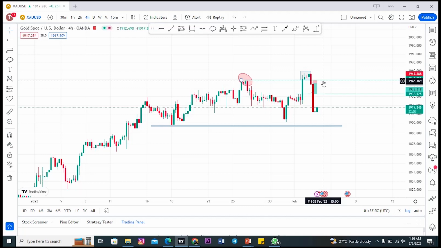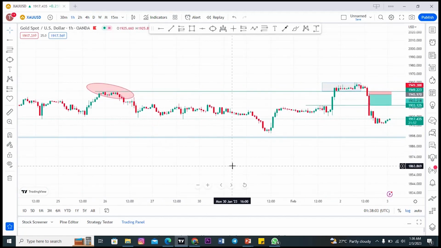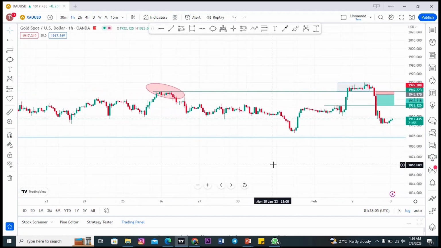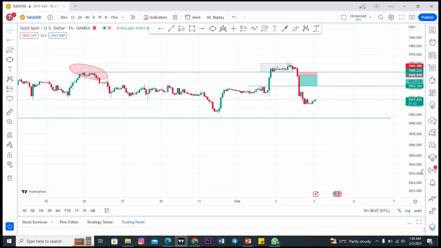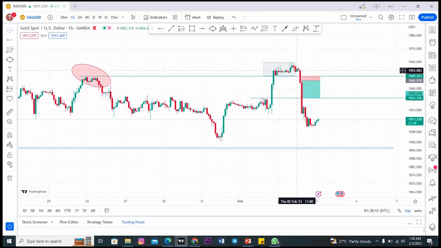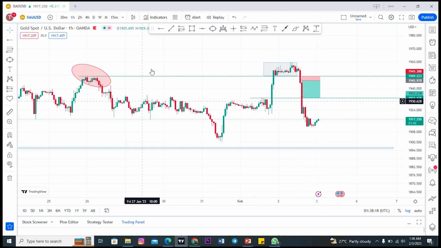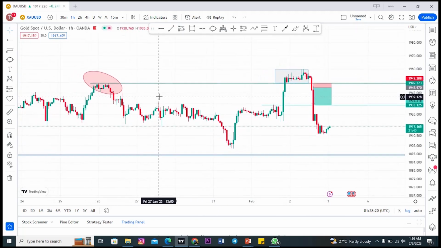So on the 1 hour time frame, I did something that I really want to show you, so that you get to know how you can also trade this type of setup when it presents itself. You can see from the 1 hour time frame, let me clear this one first.